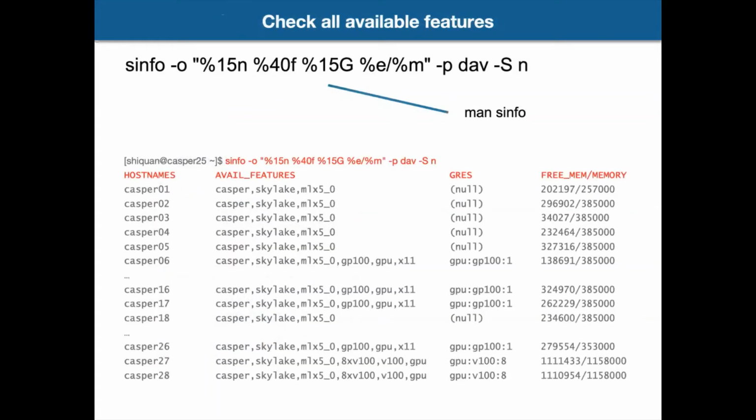You can also check all these features on the command line with the command sinfo. Usually, the most difficult part of this command is the formatting part. You can use the man sinfo command to show the definition of all the parameters. In this example, I put the command in red. For this format, the command will output the following result: the host name, the available features, the GRES, and the free memory and memory amount.